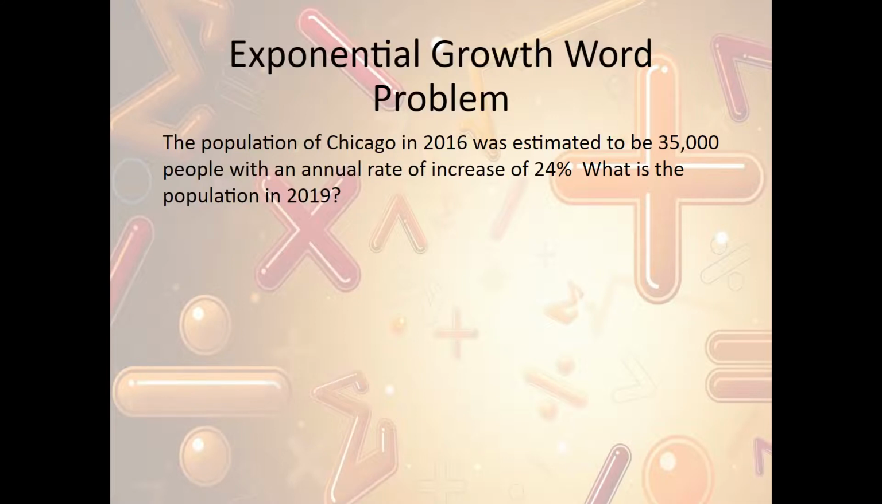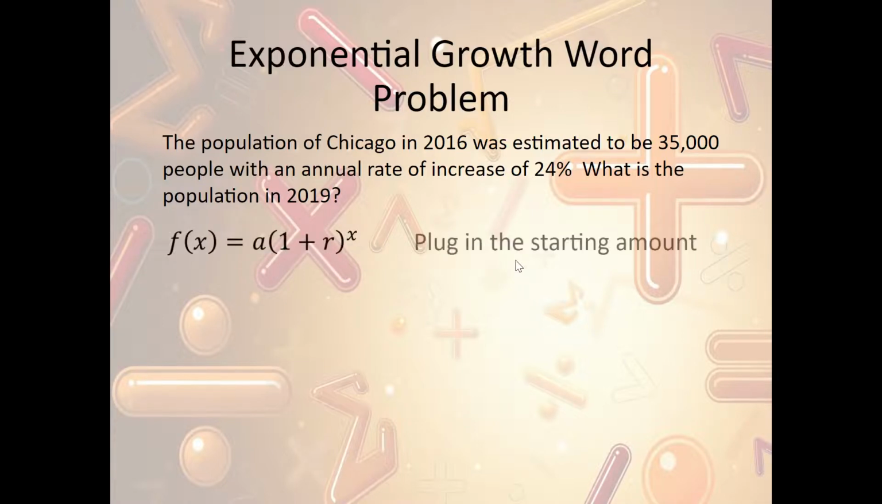Let's look at a word problem for exponential growth. It says the population of Chicago in 2016 was estimated to be 35,000 people with the annual rate of increase of 24%. What is the population in 2019? So first of all, we're going to go ahead and use our formula of f of x equals a times 1 plus r to the x. And we're going to plug in the starting amount. Well, what did it start out at? Well, it started out at 35,000, so that goes in for a. So this is f of x equals 35,000 times 1 plus r to the x.